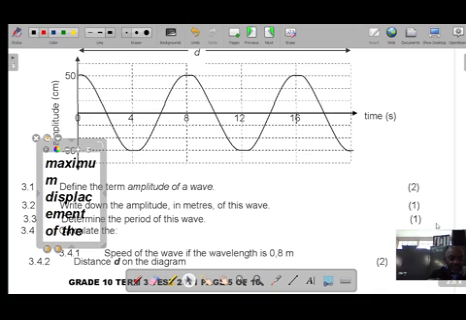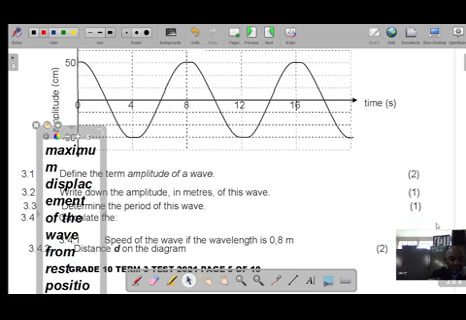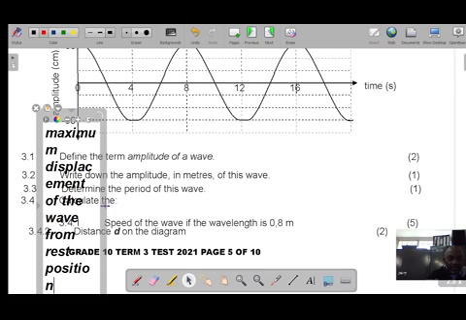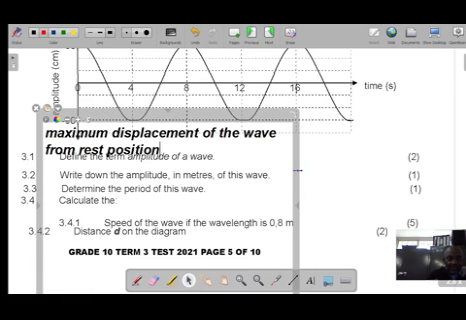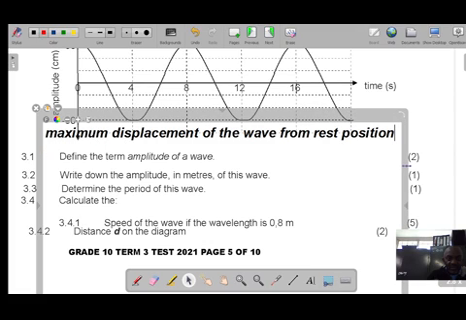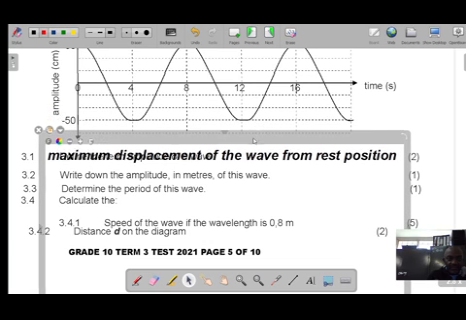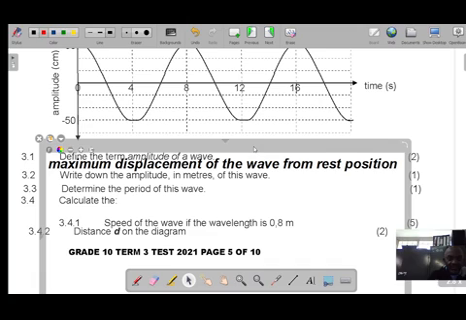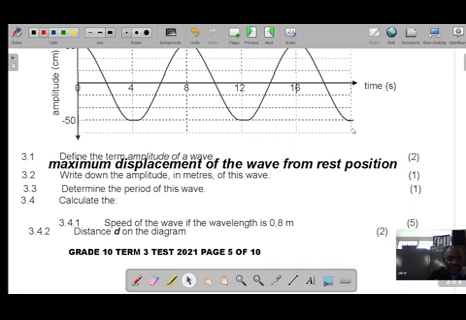Of the wave, from what? From rest position. So that's our amplitude. It's the maximum displacement of the wave from the rest position. Okay, then next they say write down the amplitude in meters of this wave.